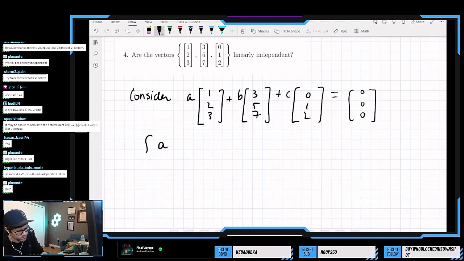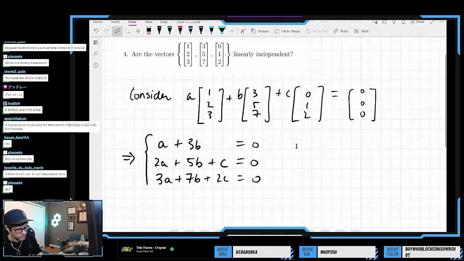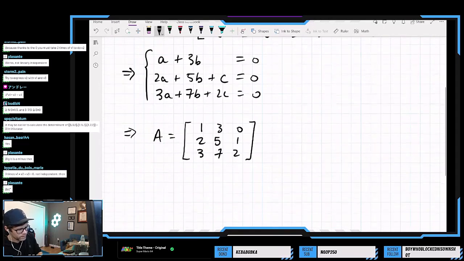So this would be a system of linear equations that would look like this. A plus 3B plus 0C, we have 2A plus 5B plus C, and then we have 3A plus 7B plus 2C is equal to 0. So let's consider our coefficient matrix, which is [1, 3, 0; 2, 5, 1; 3, 7, 2]. And we could quickly calculate the determinant of this.